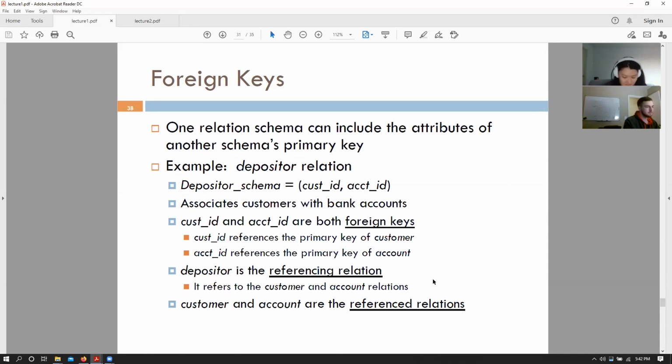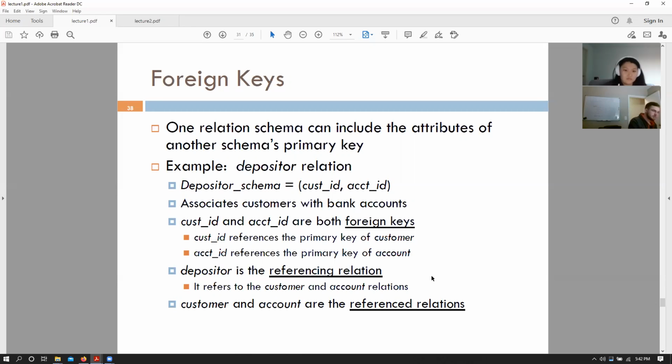Okay, so the last thing, at least for this part, that we are going to talk about is something called foreign keys. There is a way of connecting multiple tables together, where one relation schema can include the attributes of another schema's primary key. We call those foreign keys, where this particular table has certain attributes which are also primary keys of some other table.